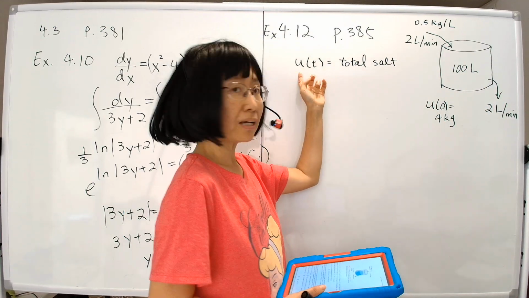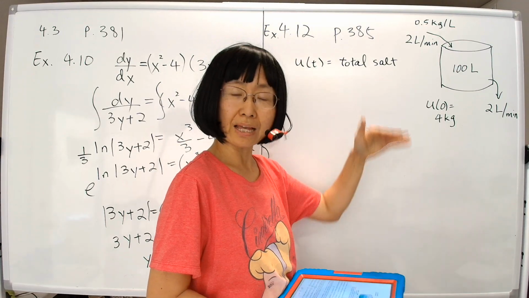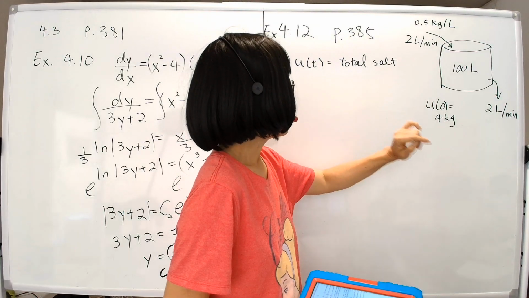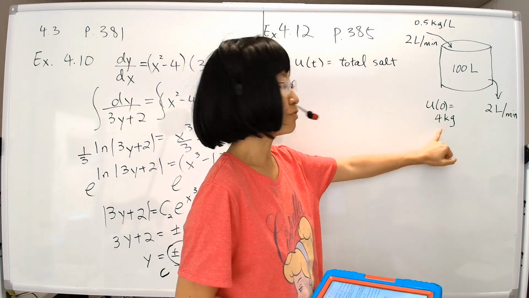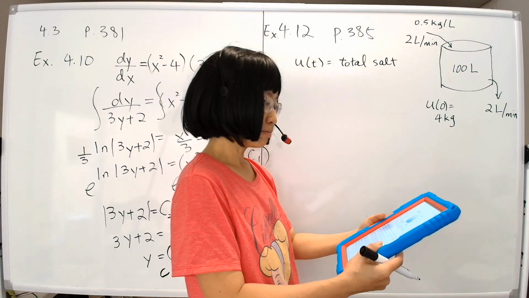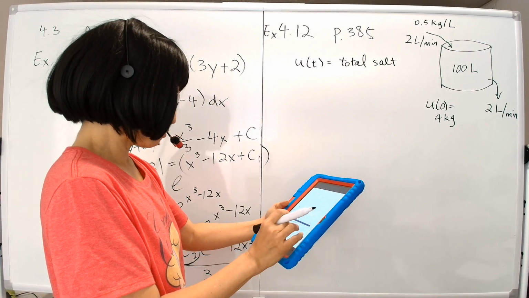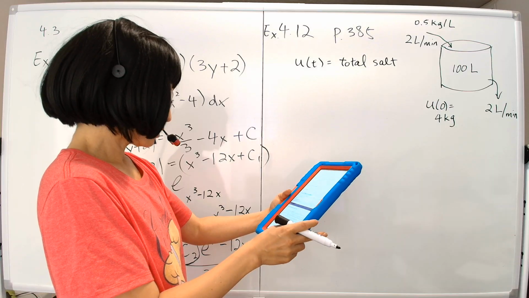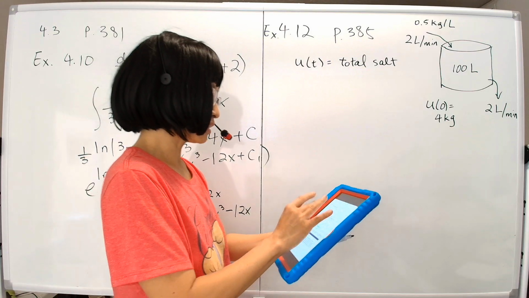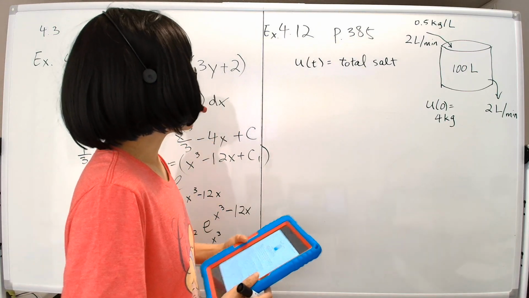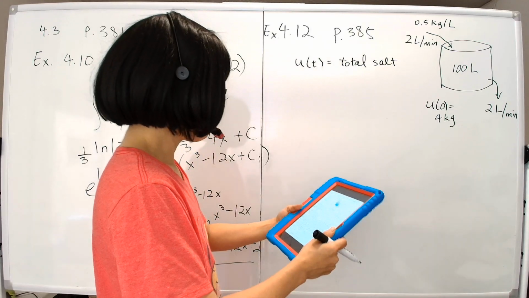And so we will use u of t to represent the total amount of salt at any given time in the tank. We're given that when time is 0, the amount of salt is 4 kilograms in the tank. With that amount of information, we will figure something out. What do they want? They want us to find the amount of salt as a function of time. So we need to come up with the equation for it. How are we going to do that?